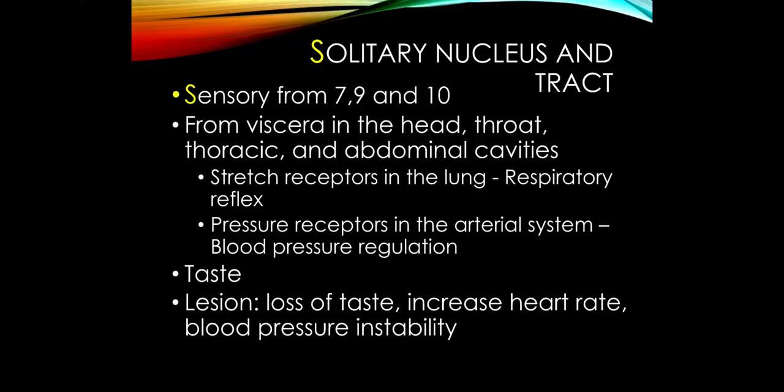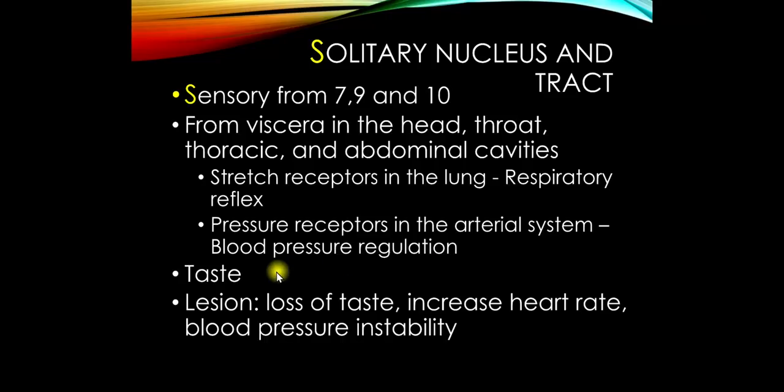So it's sensory. All of the sensory information, viscera from the head, throat, thoracic, and abdominal cavities, enters via cranial nerves 9 and 10, headed for the solitary nucleus. So these are stretch receptors in the lung, and for our purpose, we'll say a little bit about these pressure receptors, which are in the arterial system, along the carotid body, the aorta. These sensory receptors feed into cranial nerves 9 and 10, and ultimately the solitary nucleus and tract.